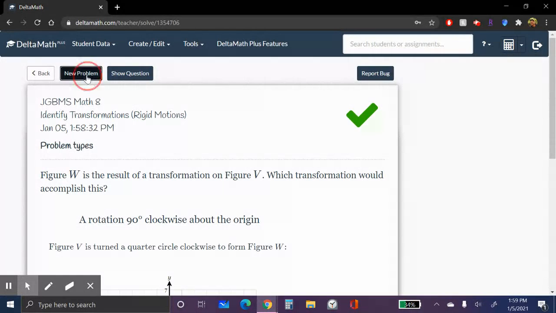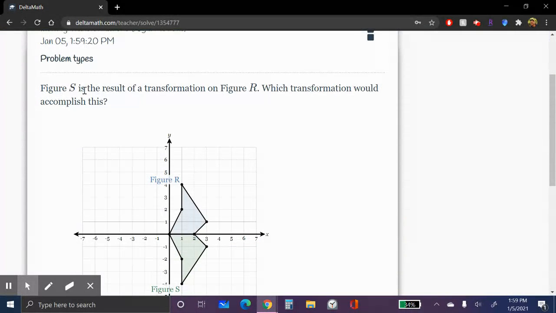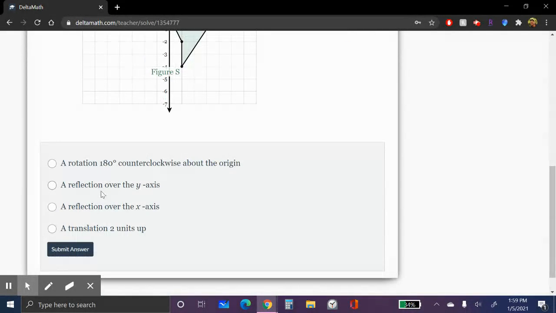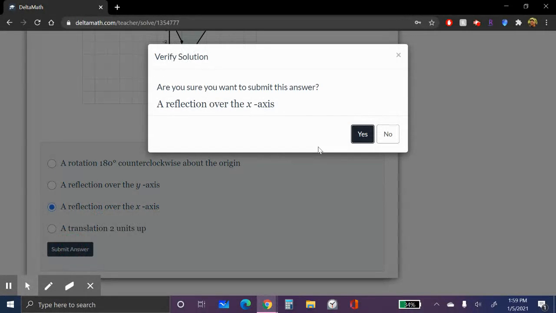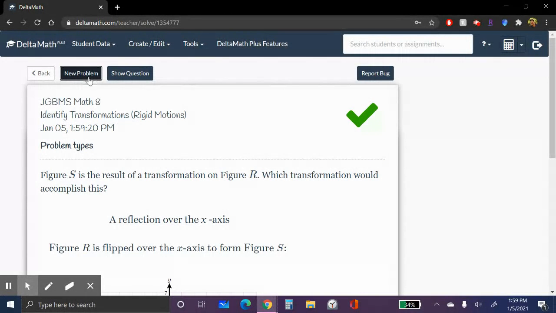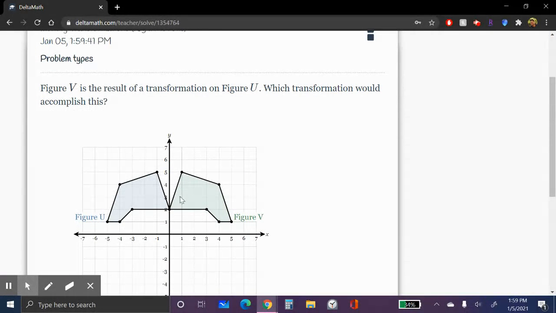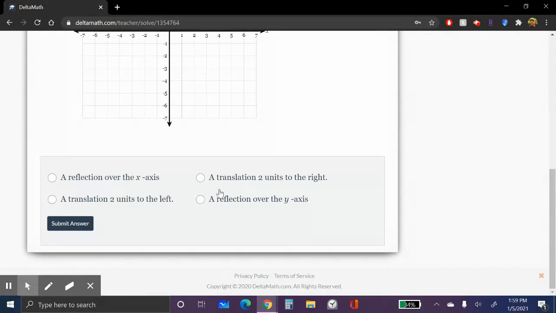All right, let's look at another one. Figure S is the result of the transformation of figure R. So I'm going R to S. This one looks like it's just being flipped across the x-axis, the horizontal axis. Okay. Let's try another one. Figure V is the result of the transformation of figure U. So I'm going from U to V. So this one to this one, again, reflected over the y-axis.